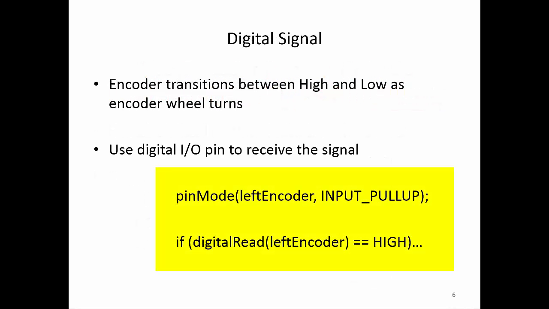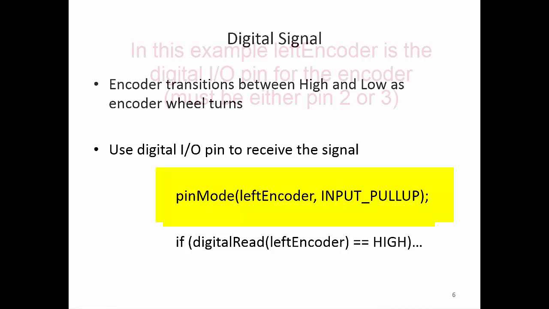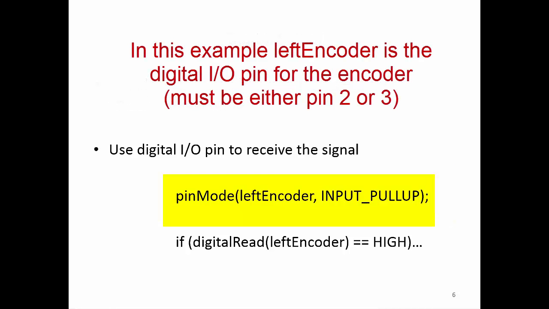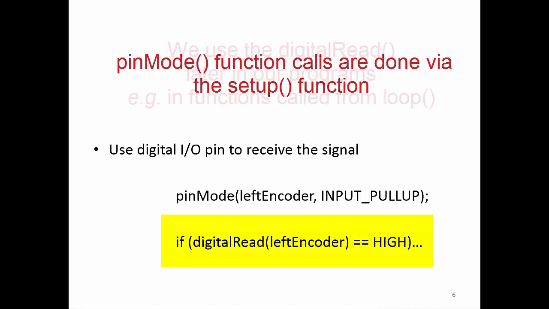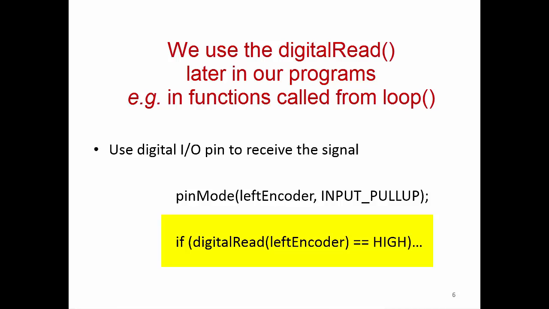So what this slide shows us is how to use the pin that is attached to our encoder. As in use of all digital I/O pins, the first thing we need to do is call the pin mode function. The pin mode function will pass it the encoder pin, in this case it's called left encoder, and we're also going to have to pass it the mode that we're going to use that pin in, and in this case it's going to be input pull-up. Then later on in our code, we can actually read that encoder. So it'll be a digital read and then the encoder pin, and that's going to return high or low.